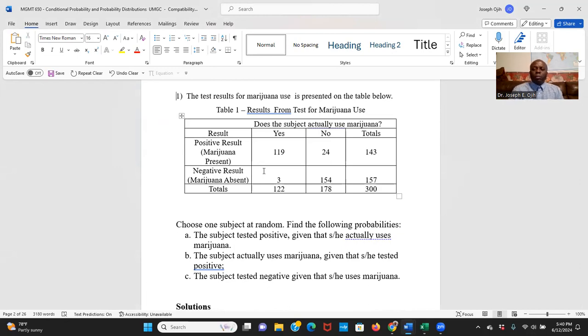Before I solve this, does anybody have a question for me on what I said earlier about conditional probability? No. No, but you can still see the screen though, right?